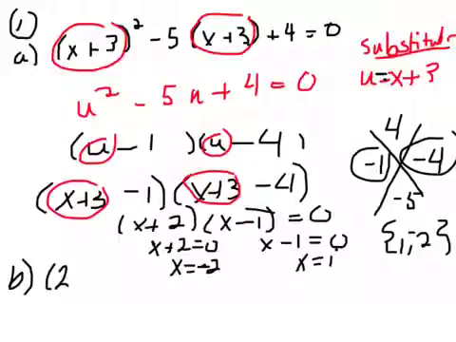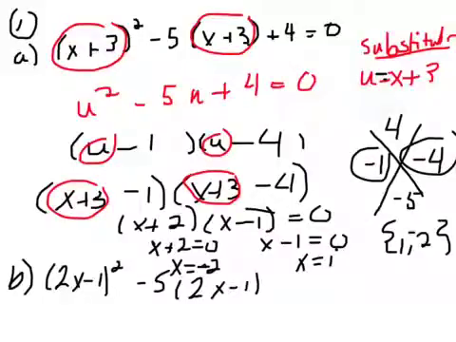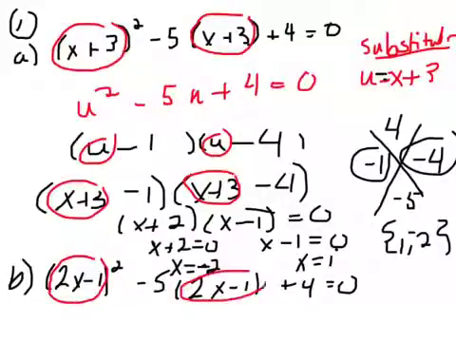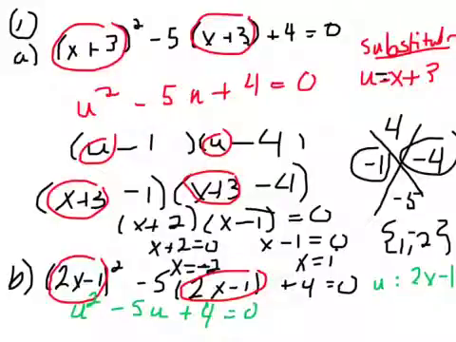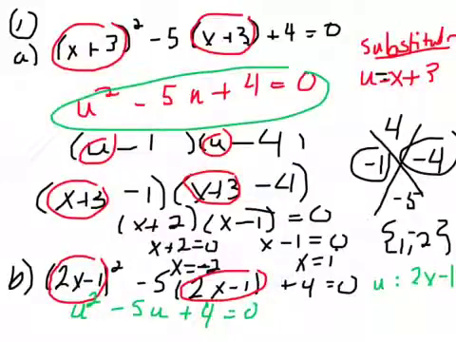B says 2x minus 1 squared minus 5 times 2x minus 1 plus 4 equals 0. Do you see that if I look at what they're using in parentheses, and I said, well, this time let's let u equal 2x minus 1, everywhere I see 2x minus 1, I'm going to call it u. That's u squared minus 5, oh, there's a u, plus 4 equals 0. Look at this. Isn't that the same thing as what I had up here? So I know how to factor it.